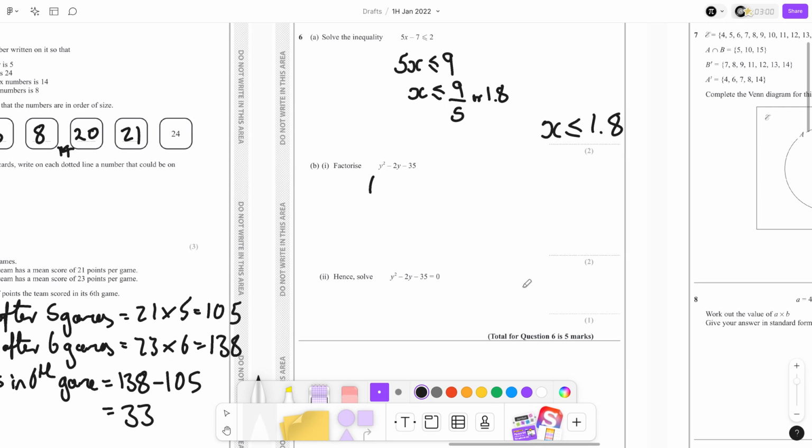Factorise this. So it looks like a standard quadratic. y and y. We think it's going to be 7 and 5 make 35. And we want more minuses than positives, so minus 7 plus 5. When we multiply that out, we get the right number of y's. So there's our answer.